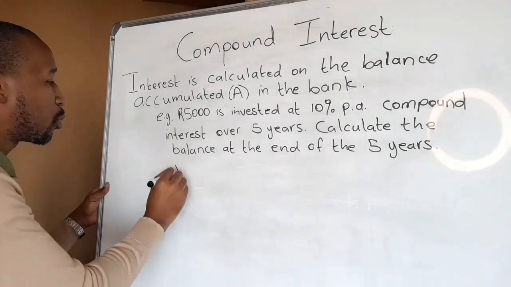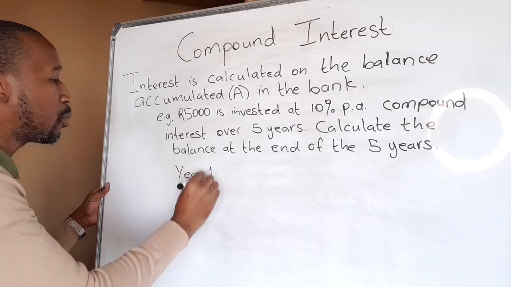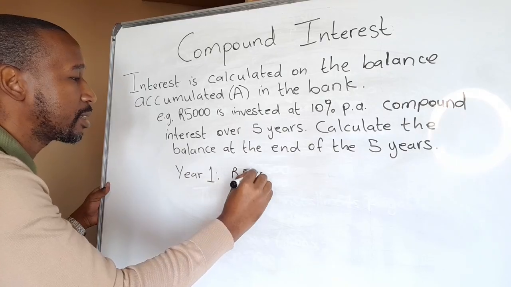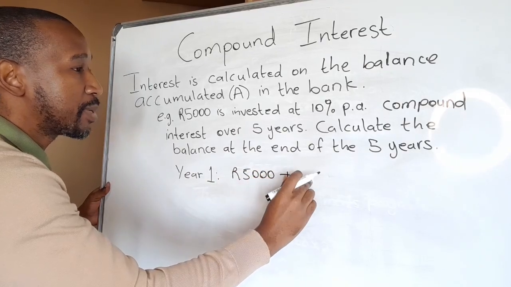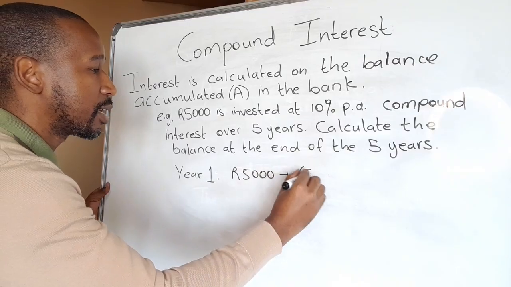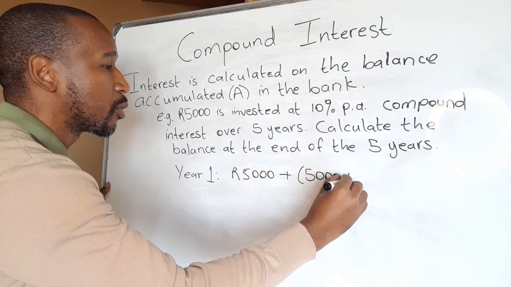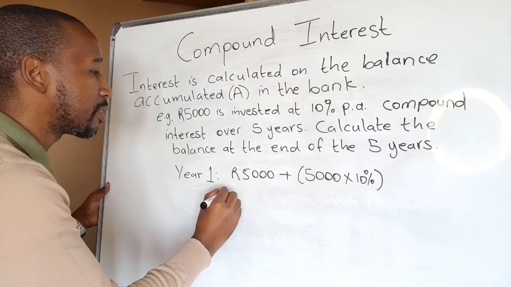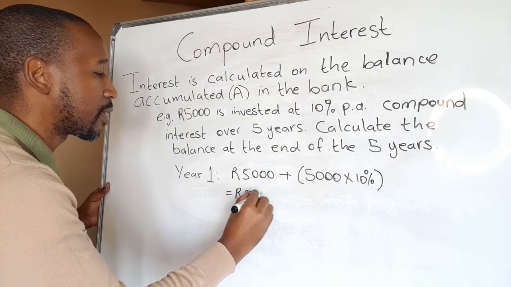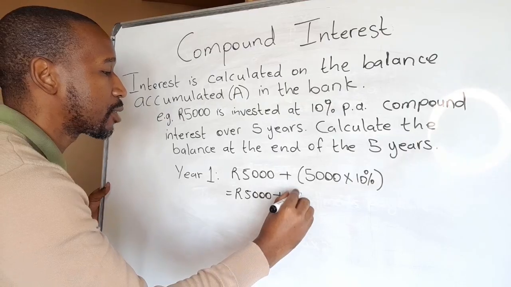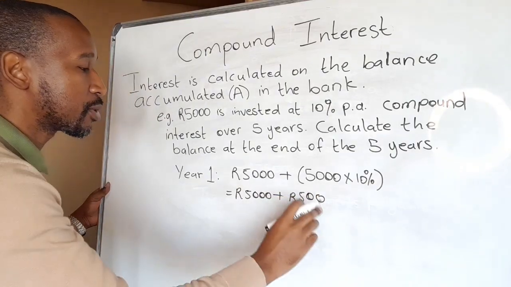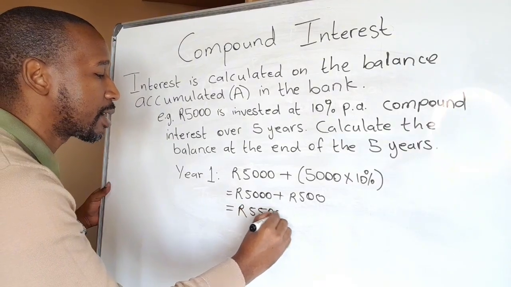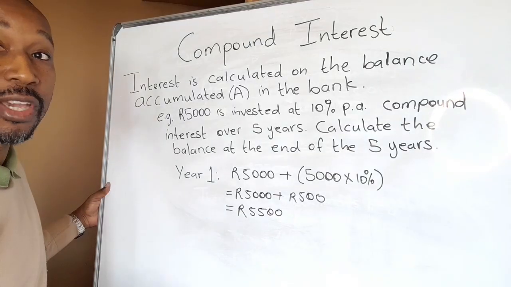We look at year 1. For year 1, since the account only has the 5,000 Rand, 10% of the 5,000 Rand would be calculated. Let me write it for the first. So we would calculate 10% of the 5,000 Rand, and that would give us 5,000 Rand plus an interest of 500 Rand. So this gives us a balance of 5,500. That's the amount that we have at the end of year 1.